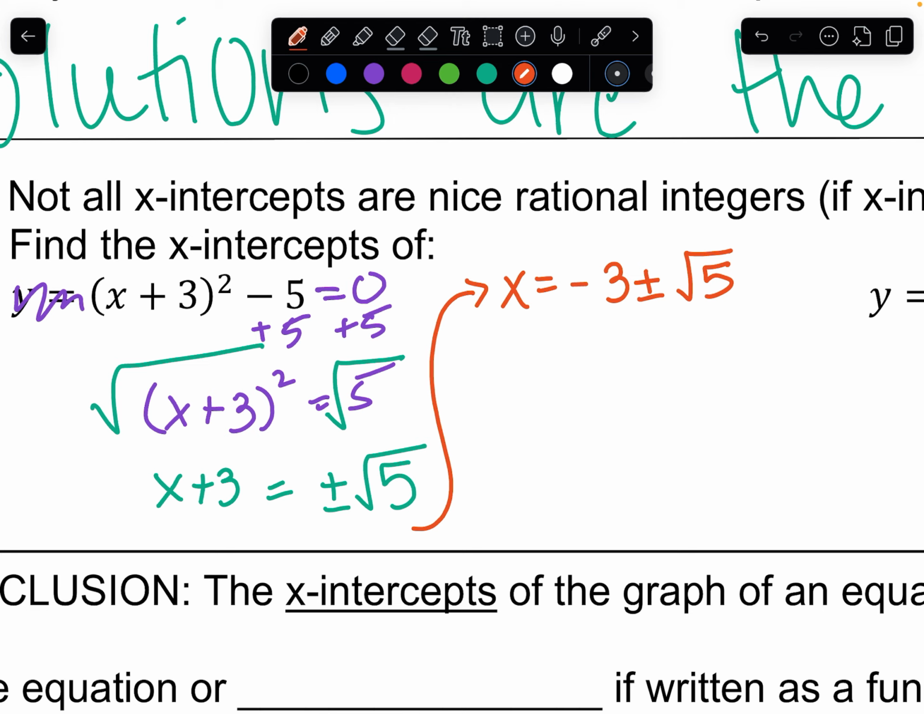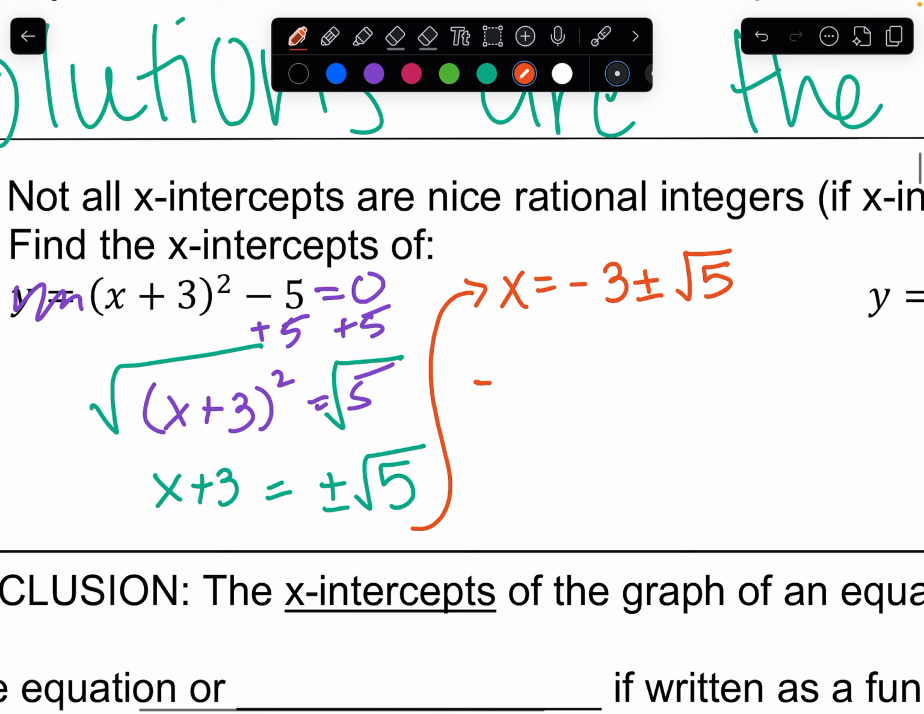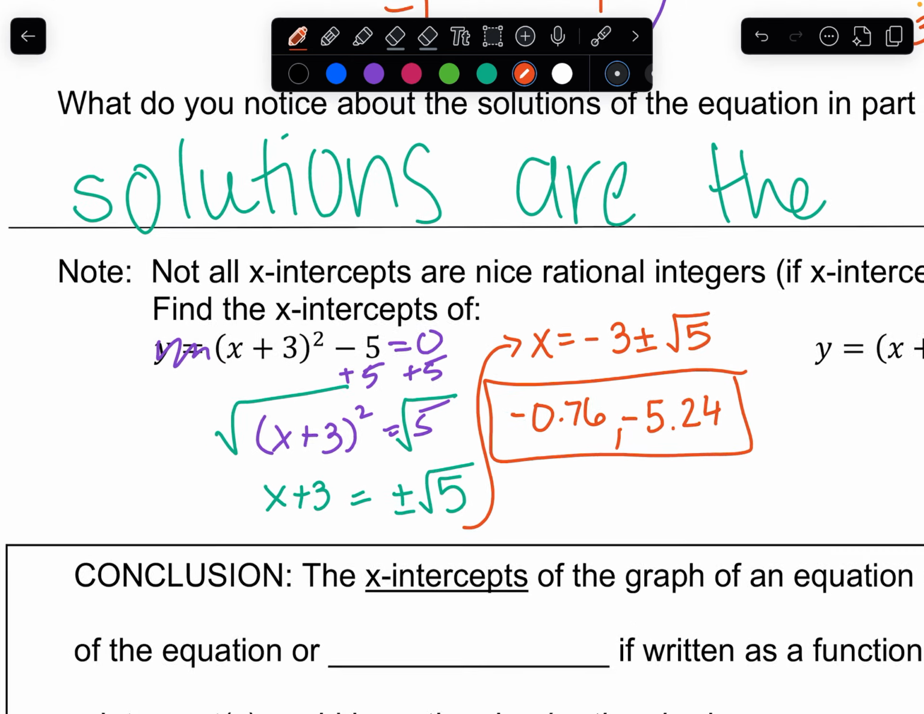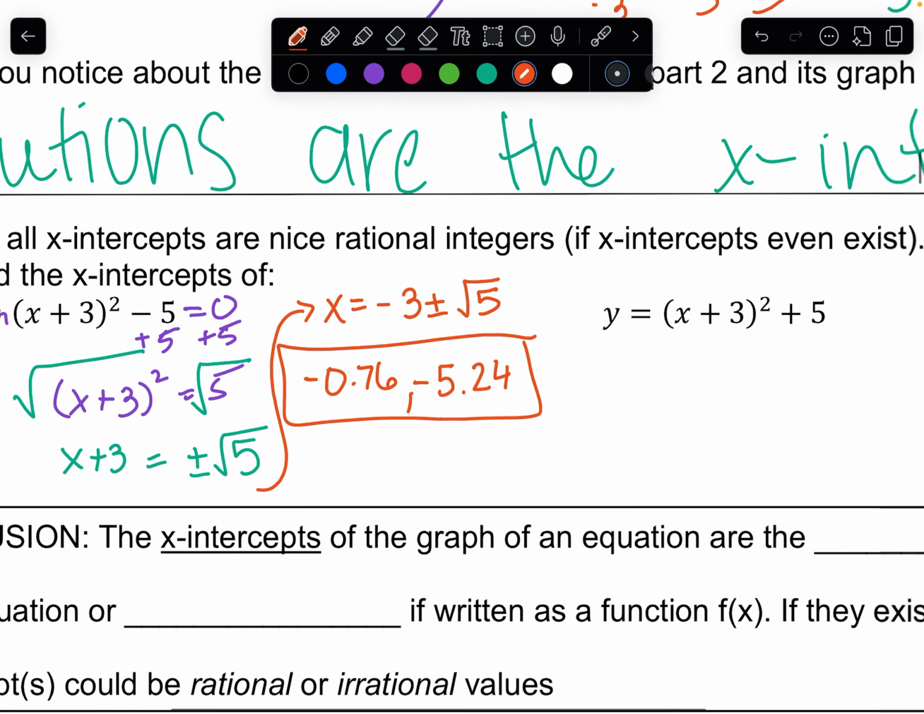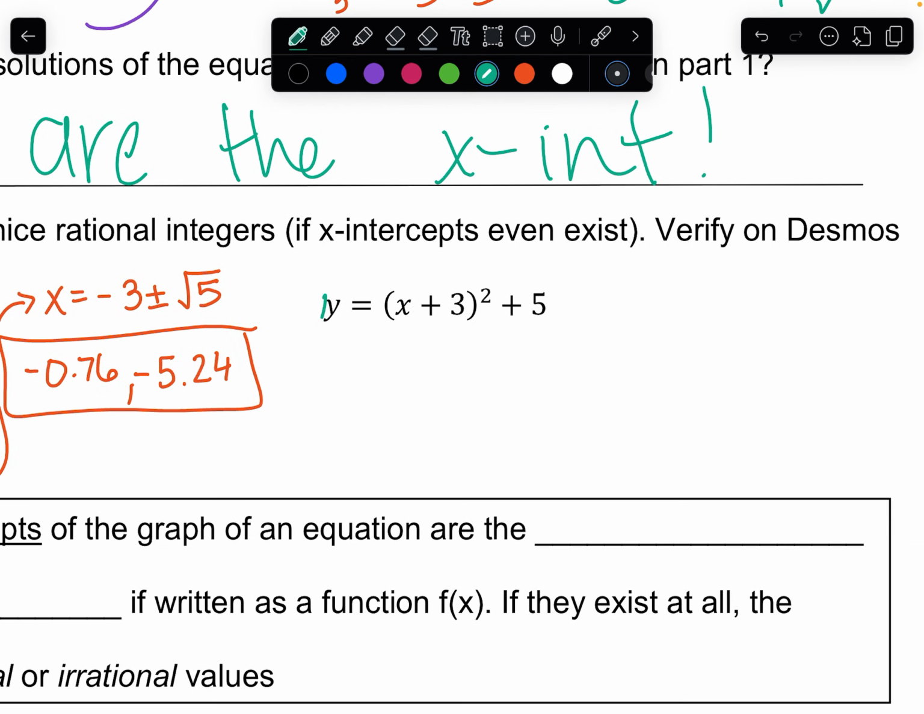And so when we plug it into our calculator, we would get -0.76 and -5.24. So those would be our x-intercepts. They're irrational, but they're still real. But let's look at this problem. Let's set it equal to 0.